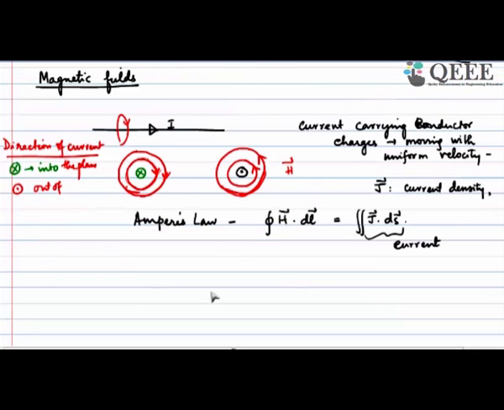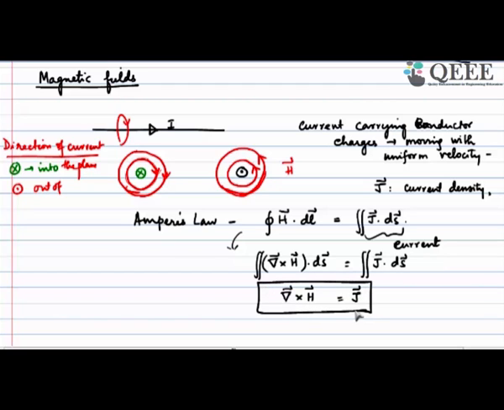This is my integral form. I can write it in point form by using Stokes theorem to say the loop integral of H dot dl is the surface integral of curl of H ds. The right side remains the same, J dot ds, the same surface we are talking about, so curl of H is J. So these are your integral form and point form for Ampere's law.